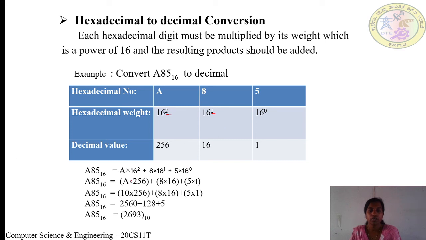According to the hexadecimal notation, A has the value 10. So 10 into 256 plus 8 into 16 plus 5 into 1, that is 2560 plus 128 plus 5, which is equal to 2693, base 10.